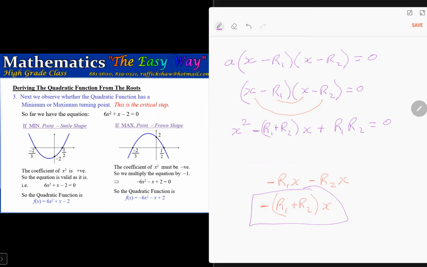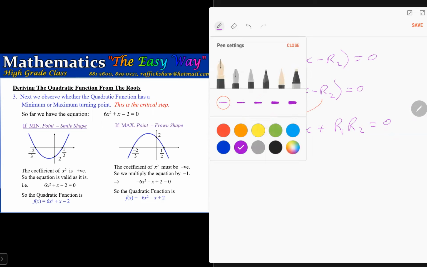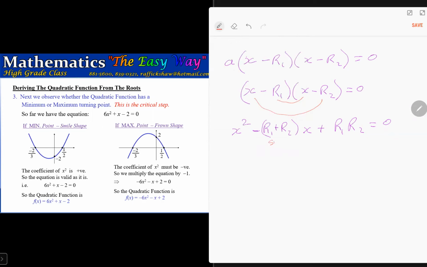Now, what do you notice? Remember, r1 and r2 are the roots. What is r1 plus r2? r1 plus r2 is basically just the sum of the two roots. And r1 times r2 is basically just the product of the two roots.